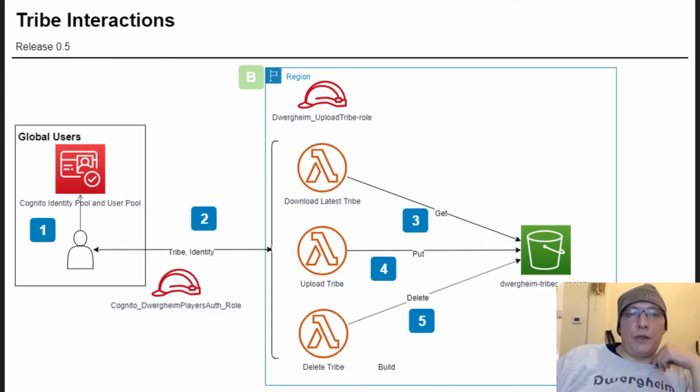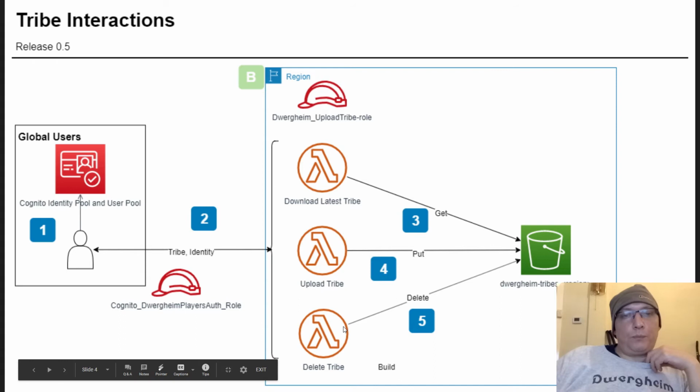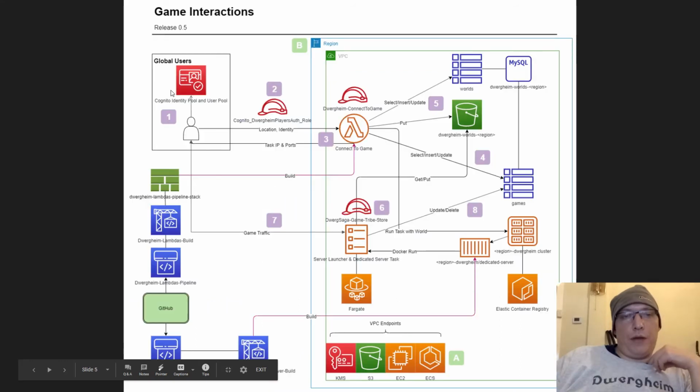I'm using Amazon's cloud service to do this. Players create an account and log in using the Cognito identity service. They create a tribe of dwergs, and this is uploaded to an S3 bucket with Lambda functions. Signed in users with a tribe can then connect to a game specific to their location.